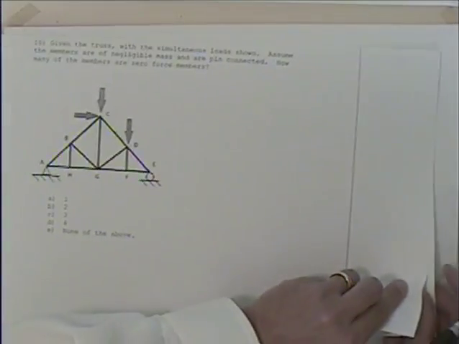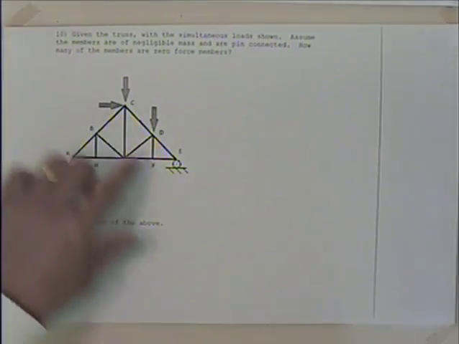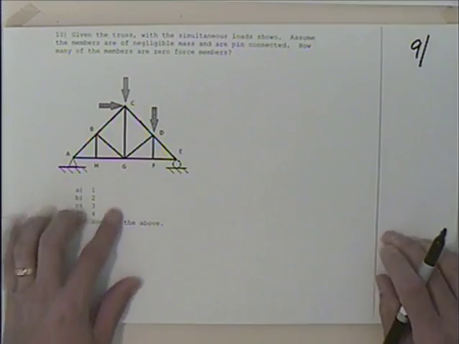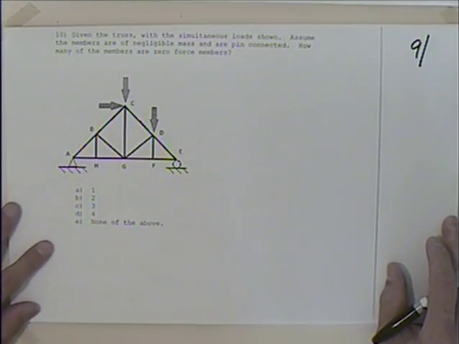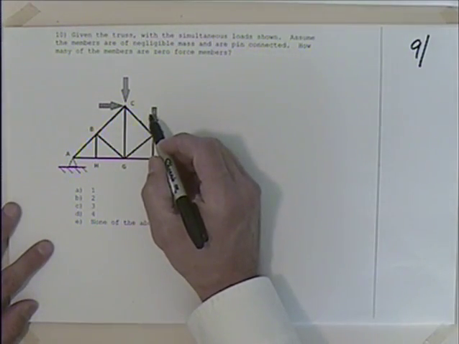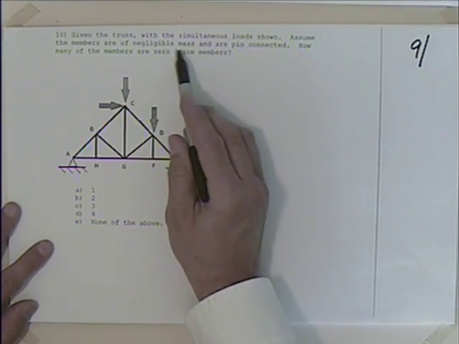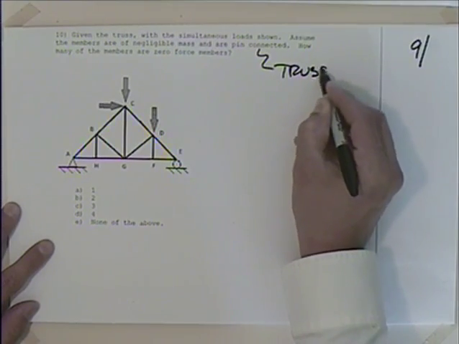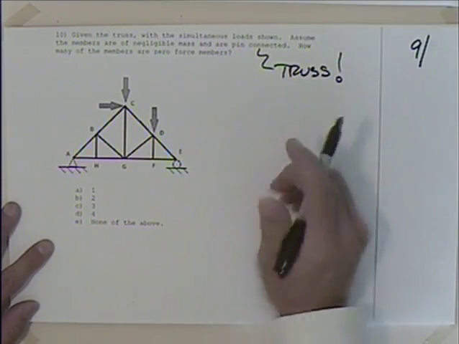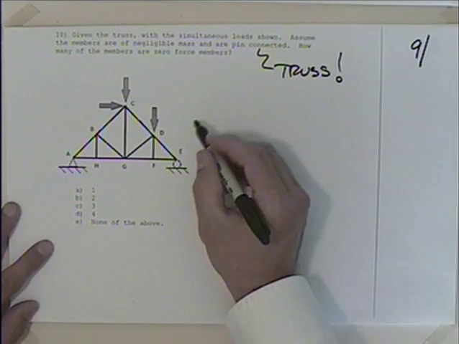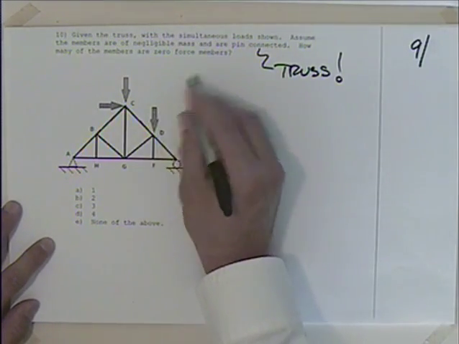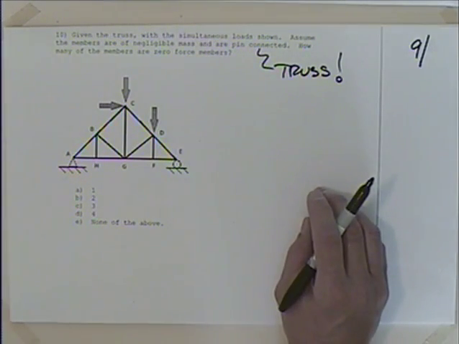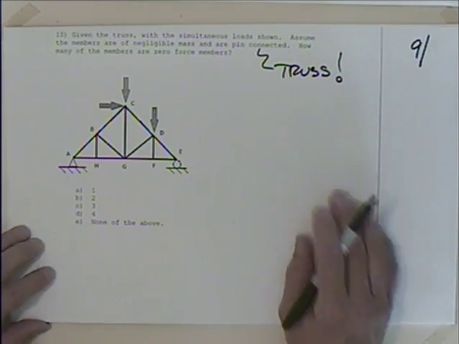We'll finish up then with the last problem. So 9. Given the truss with the simultaneous loads shown, so these loads are placed on it all at the same time, assuming that members of negligible mass pin connection, so that's screaming truss. Okay, so don't get sidetracked with frames or machines. How many of the members are zero force members? Okay, so they didn't even tell us the load, so they're probably hoping that we don't spend the time to do a really rigorous analysis.